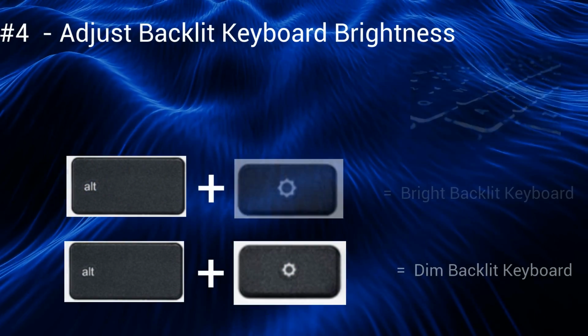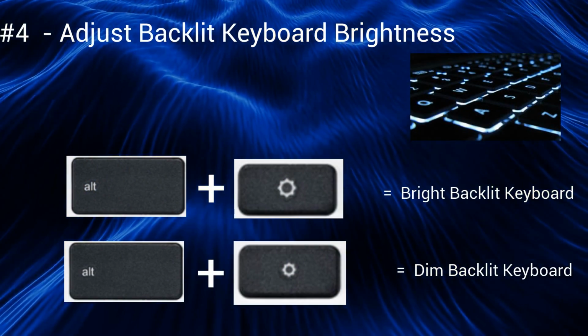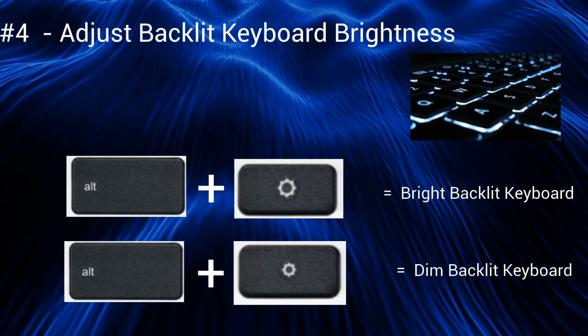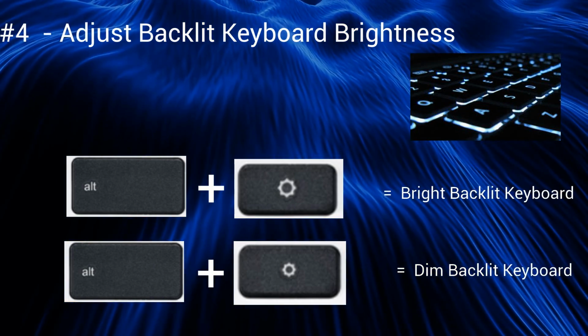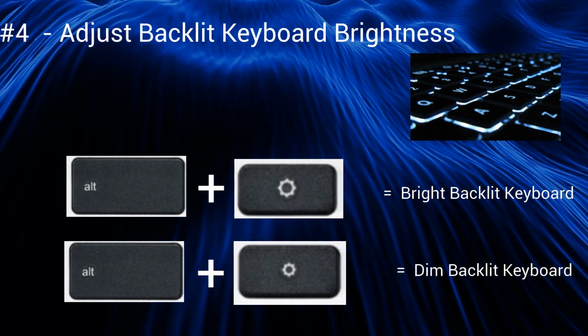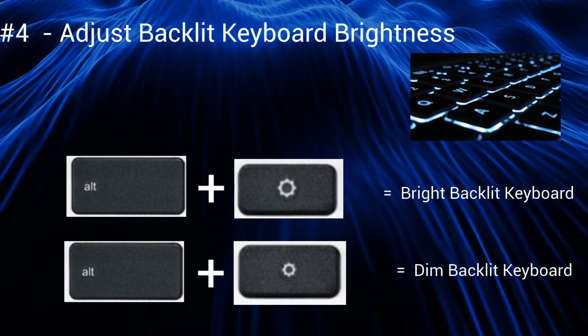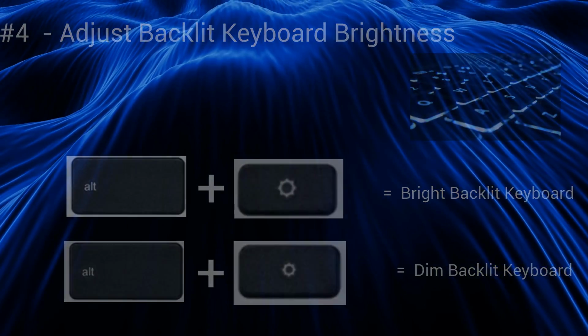Number 4. Keyboard Backlighting Adjust. If you have a backlit keyboard, you may find at times that it is too bright or too dim. You can fix that by pressing and holding the Alt key and pressing the Bright key to increase the brightness or the Dim key to decrease the brightness.